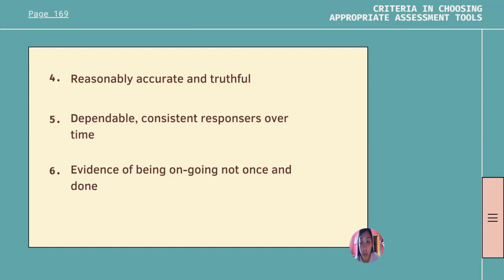So for number five, dependable, consistent responses over time. An assessment is used to test a student's learning. Therefore, it must be dependable in order to see the scope of what they have learned, and so as to have consistent responses over time if there are questions or clarifications.